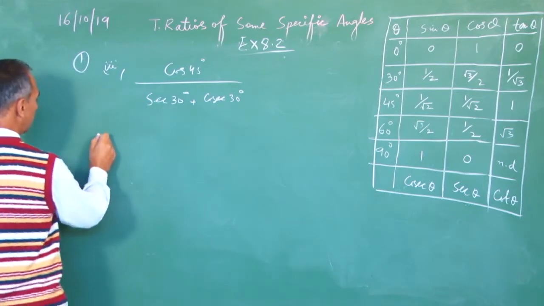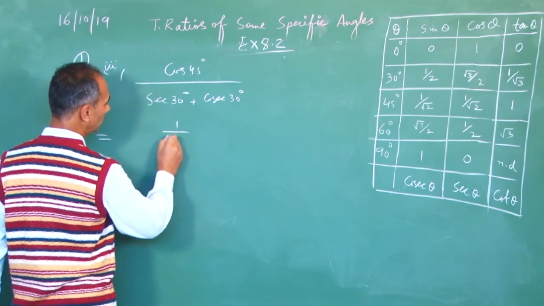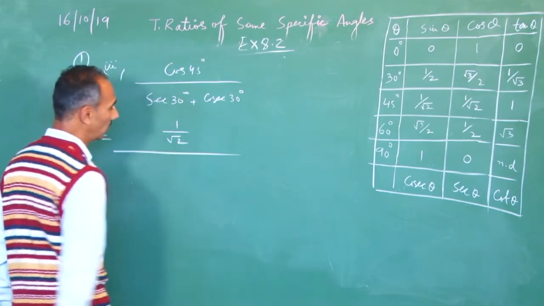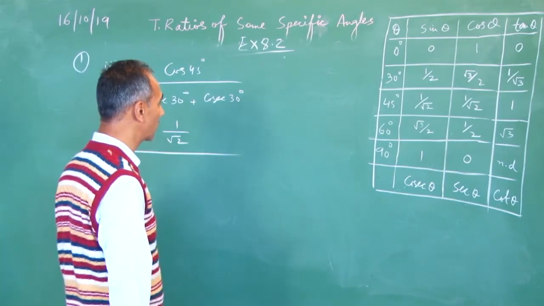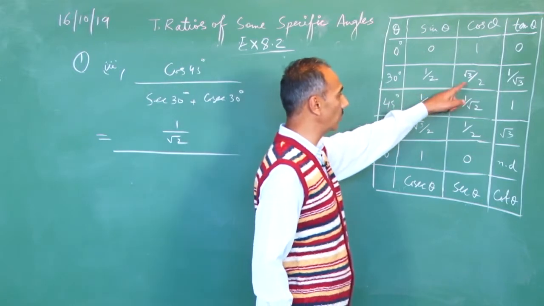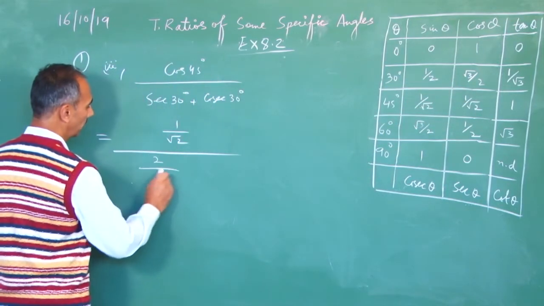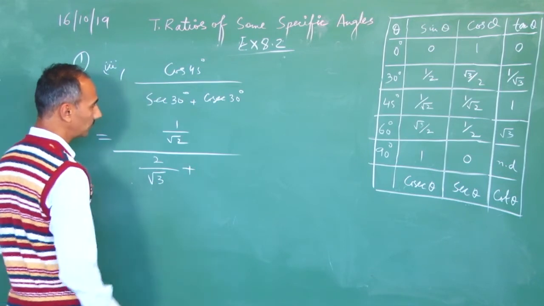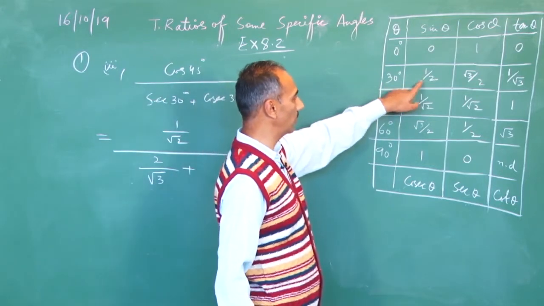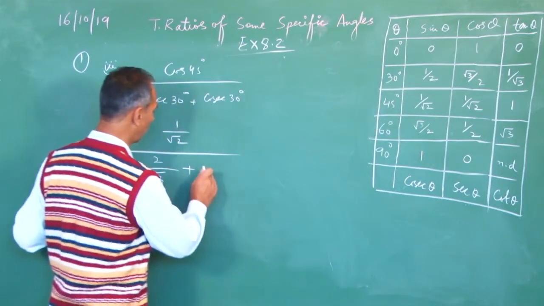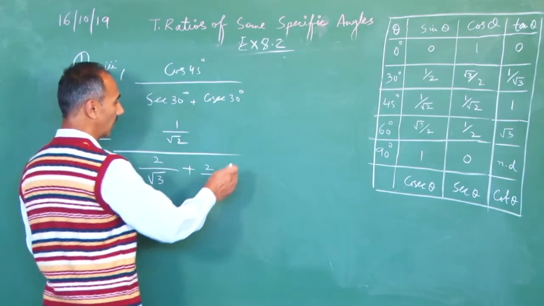Let's go to the table. Take help from the table. Cos 45 is 1 upon square root 2. And go to the denominator. Secant 30. Secant is given by cos. Cos 30 is root 3 by 2. So secant would be its reciprocal, 2 upon square root 3, plus cosec 30. Sin 30 is 1 by 2. Cosec will be its reciprocal, 2 by 1. So I have an irrational number in the denominator, for which you need to rationalize it.